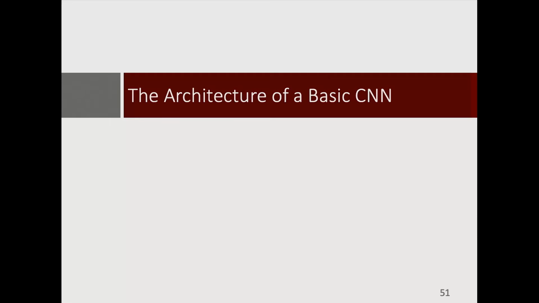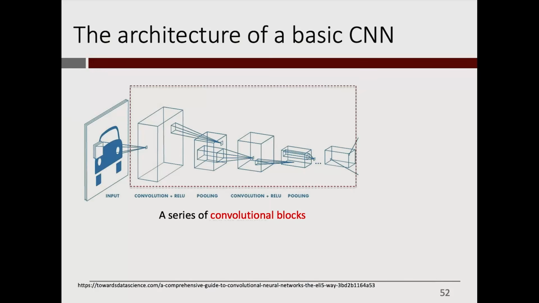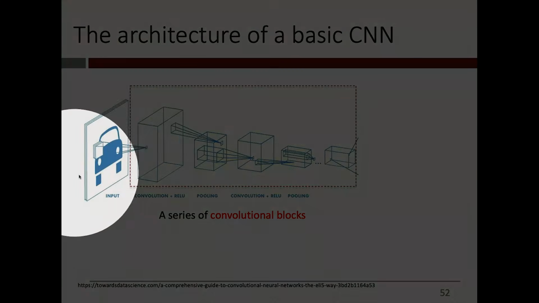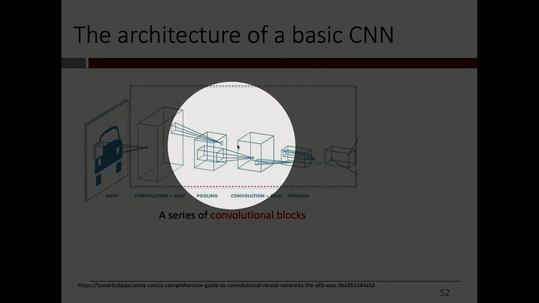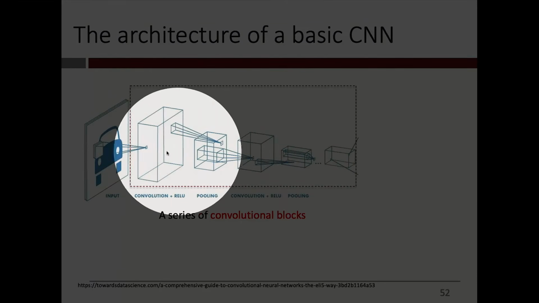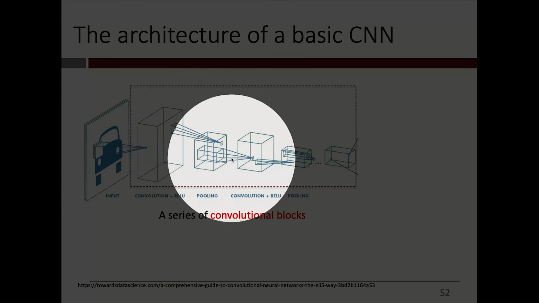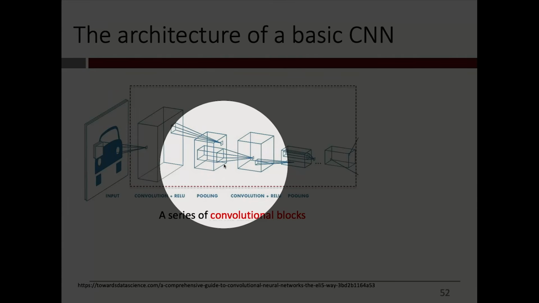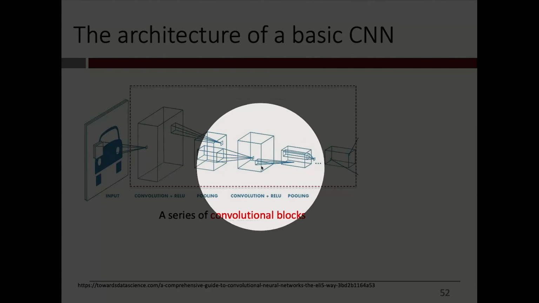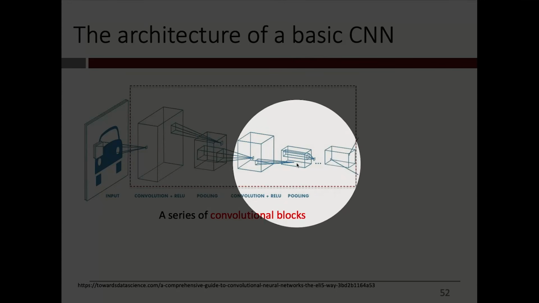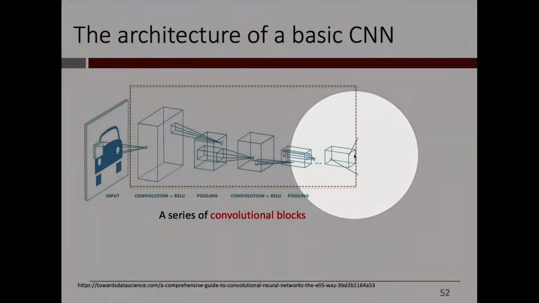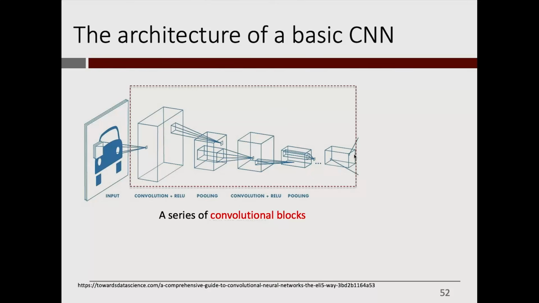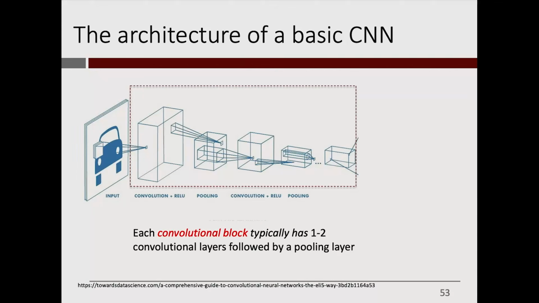Okay, all right. So that brings us to the architecture of a basic CNN. What we do is we have an input. We take that input and run it through a bunch of convolutional and pooling layers. So this is a convolutional layer, and then we pool it, which is why it has shrunk in size. Then it goes through another convolutional layer, then we pool it, which shrinks it again, and then it keeps on doing it. So we have a series of these things called convolutional blocks. A convolutional block is typically 1 to 2 convolutional layers followed by a pooling layer. So you have a series of convolutional blocks, okay?